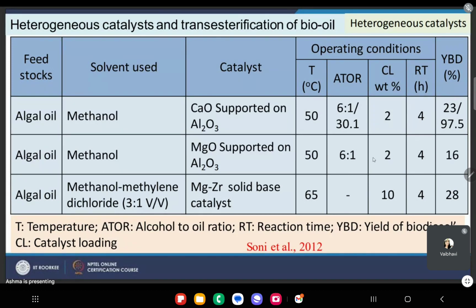Next, the solvent is methanol and the catalyst is magnesium oxide supported on aluminium oxide. Here temperature is 50 degrees centigrade and alcohol to oil ratio is 6:1. The catalyst loading is 2% by weight, retention time is 4 hours, and yield is 16%. Next the solvent is methanol and methylene dichloride in 3:1 ratio by volume, and the catalyst is magnesium zirconium solid base catalyst. The yield here is 28%.